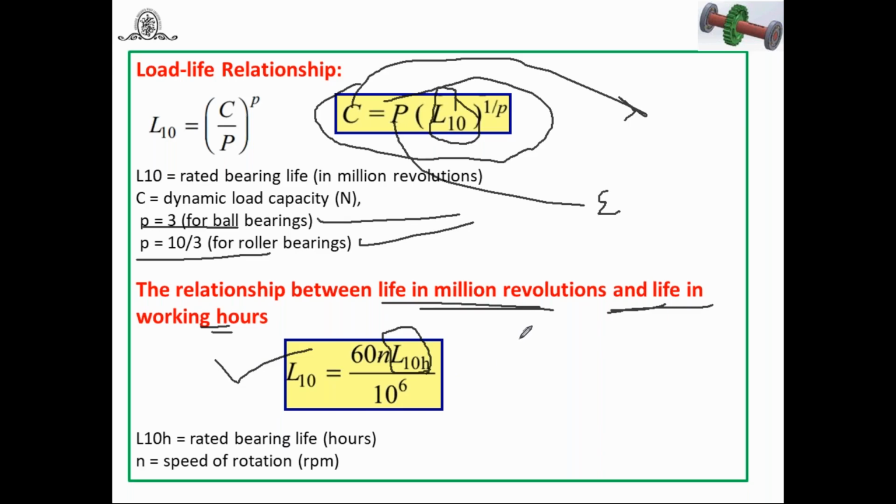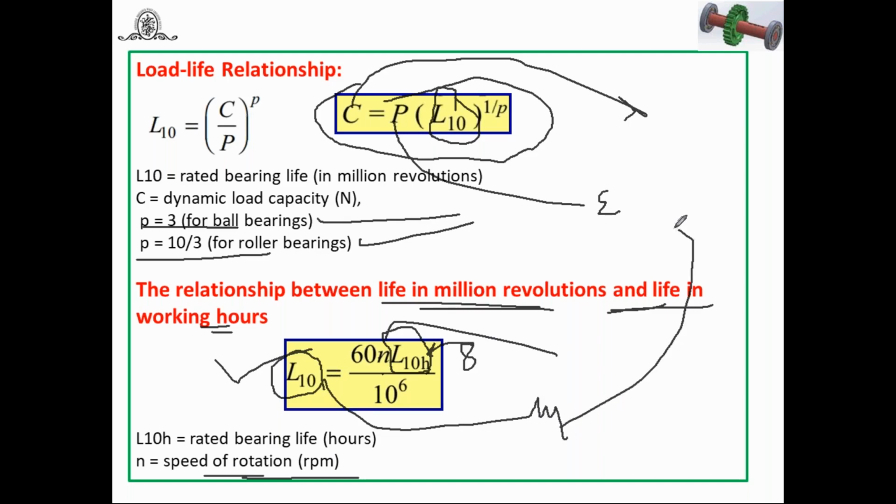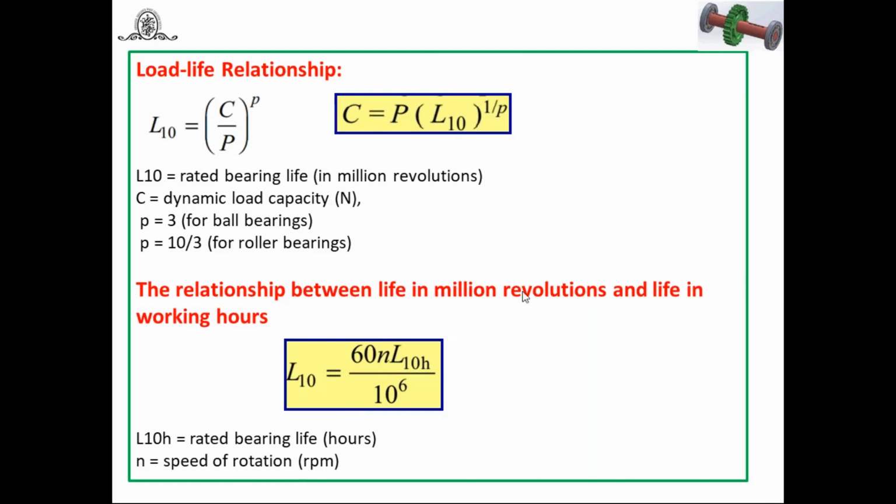Suppose the machine we are going to use is for 8 hours. Then you can use 8 hours here: 60 into N into 8 upon 10 raised to 6. And N is the speed at which the bearing or shaft rotates, so you can substitute that RPM here. You will get L10 in million revolutions, and after that you can substitute it and find out the equivalent dynamic load X V Fr plus Y Fa. So you will get the dynamic load capacity of the bearing, which is required to select the bearing from the manufacturer's catalog. In this way we can do the analysis.